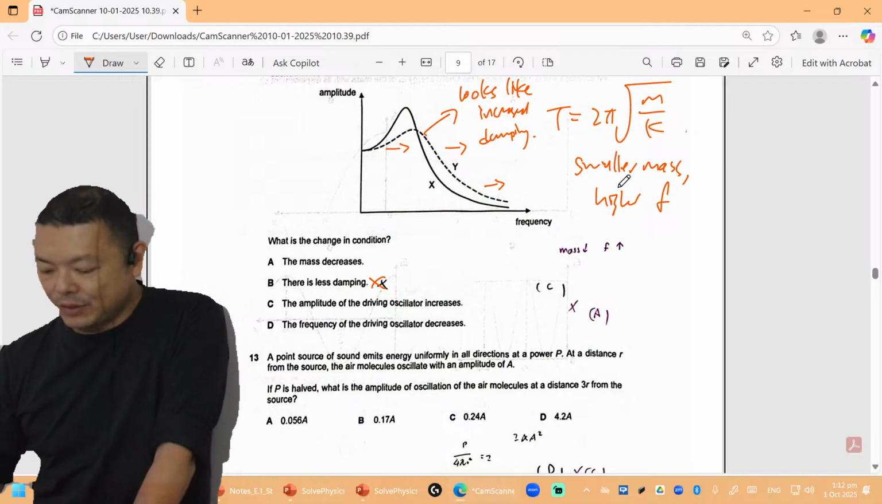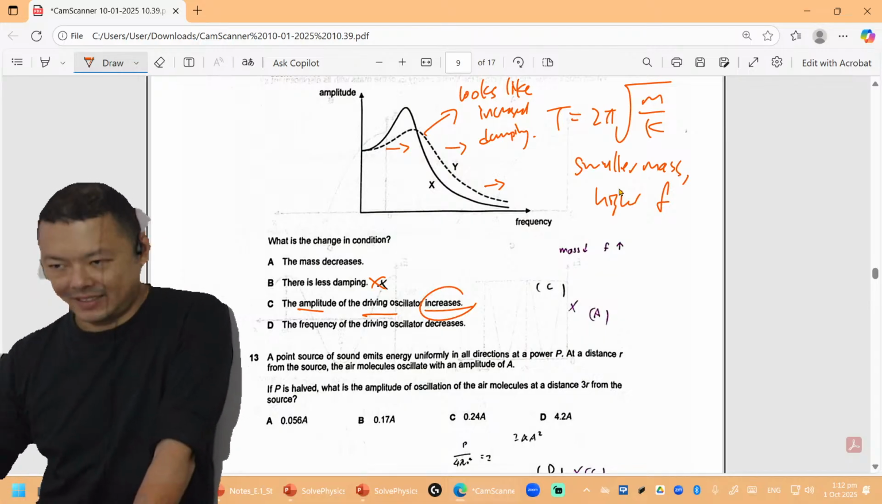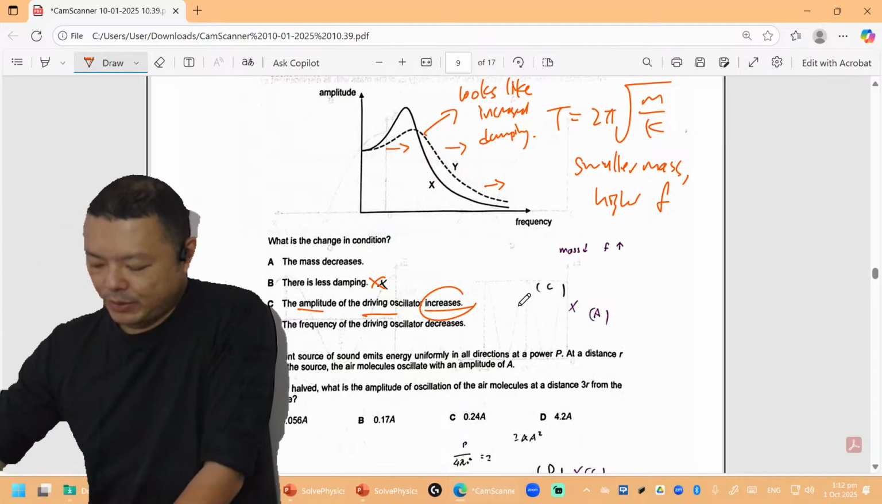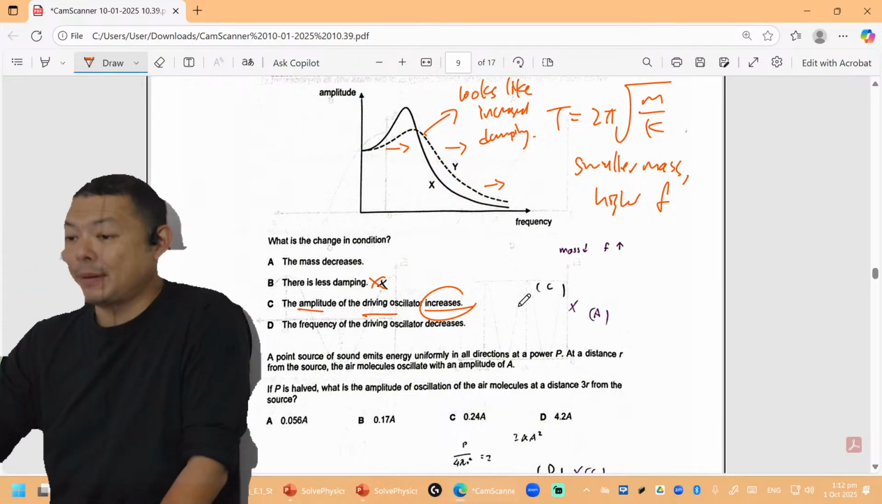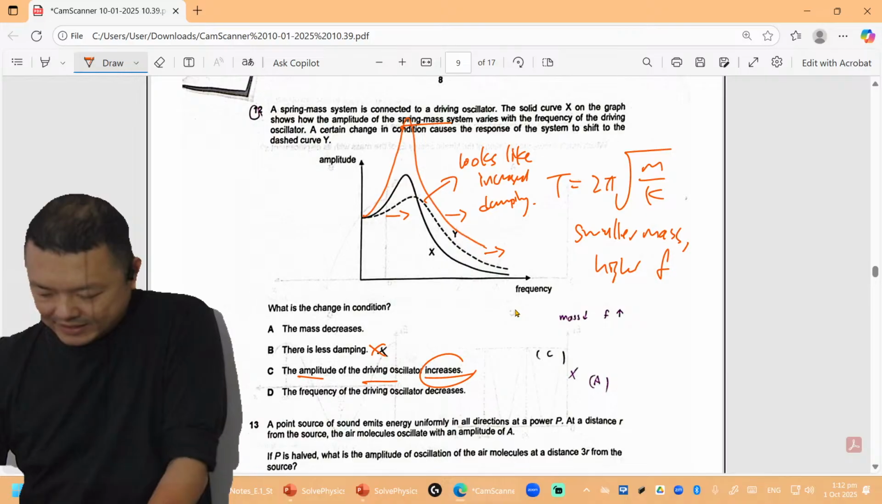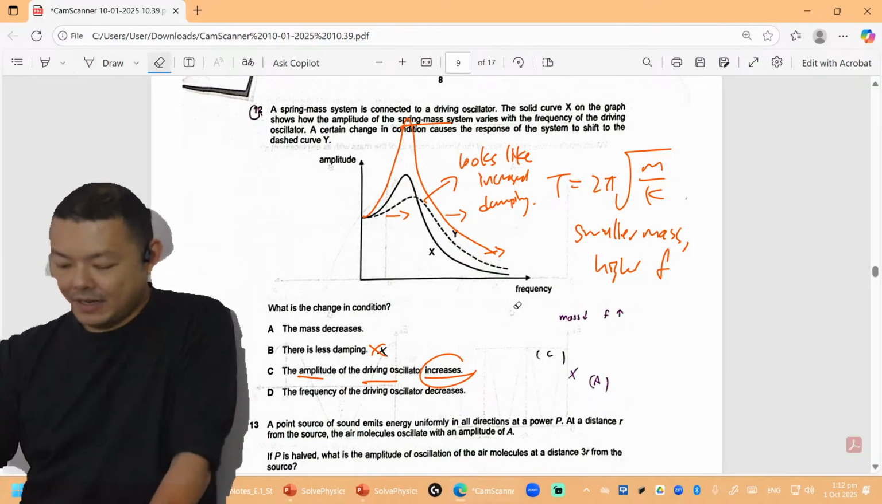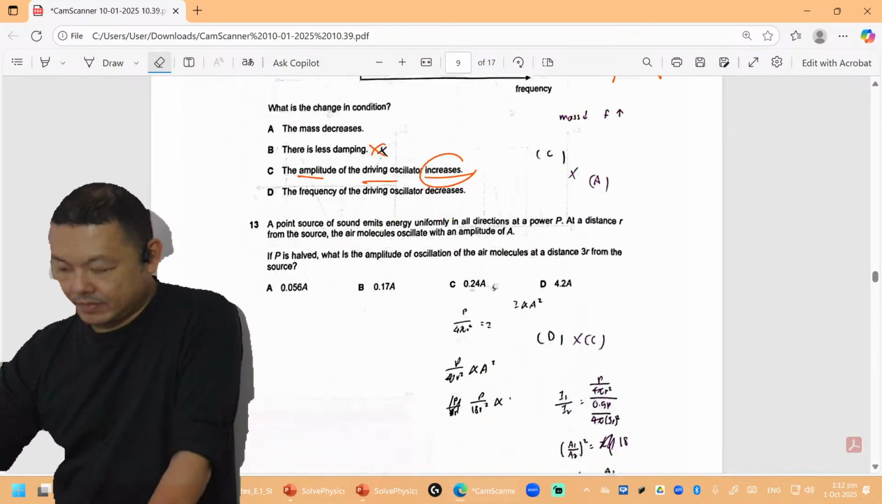No, the amplitude of the driving oscillator increases. If that increases, then the amplitude would have been higher. So C can't be. And it will be the exact same shape also, like they will be exactly on top of each other. That will be C. Okay? Next one.